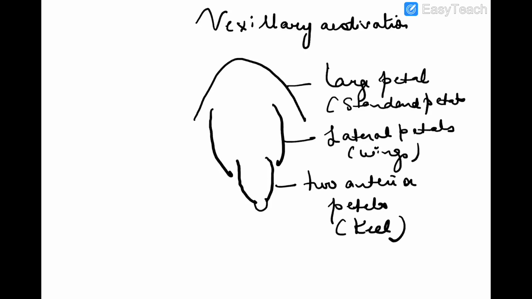This is vexillary estivation in which there is one large petal which is known as standard petal. This is the large petal, standard petal. It overlaps two lateral petals known as wings. These are the two lateral petals, which further overlap two anterior petals known as keel. These are the two anterior petals known as keel.